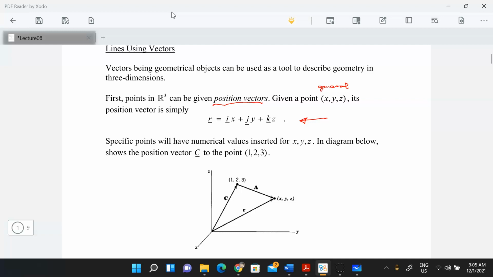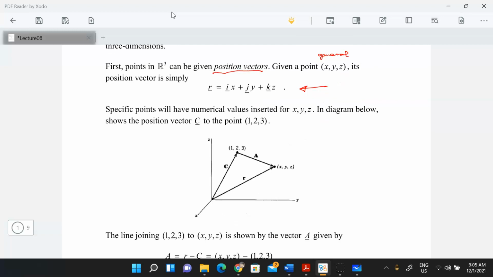One could actually give numerical values for this x, y, z, then that would be a position vector for a particular point. Okay, so in this diagram, for example, which is just taken from the book, this would be a position for the point (1, 2, 3). But one could simply generalize this idea to the general position vector, where your x, y, z could be arbitrary. So we're going to make use of this notation so that your r is describing generally a position of an arbitrary point.